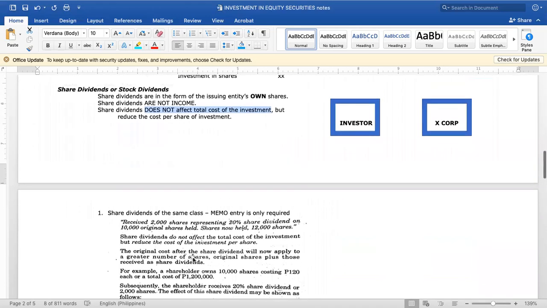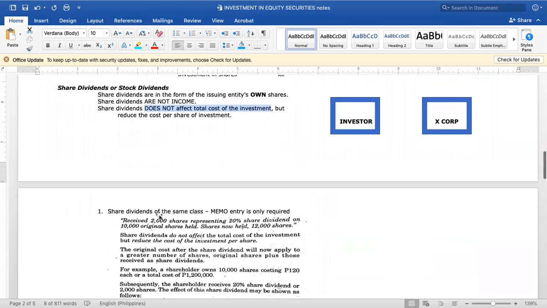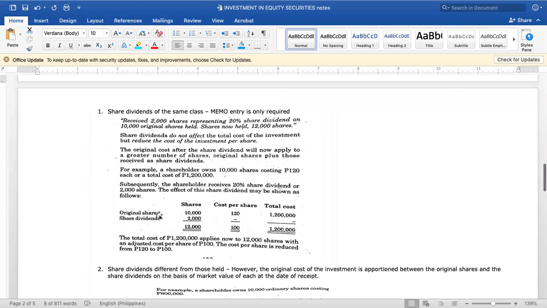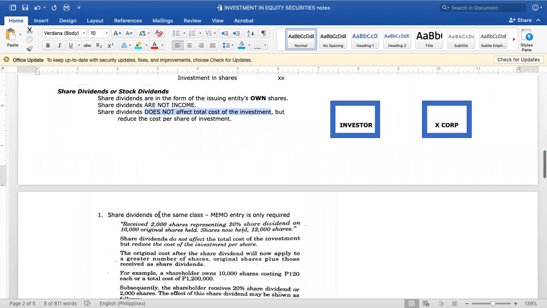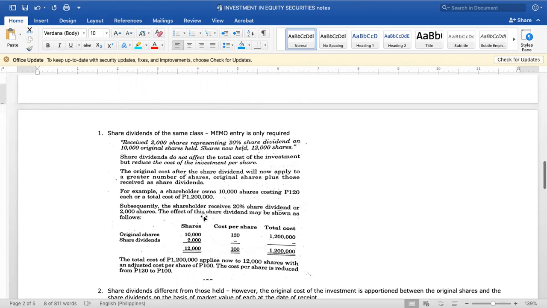Okay, so basically, share dividends, pwede siya of the same class or different class because di ba under shares, we have ordinary shares, we have preference shares. Okay, so share dividends of the same class. Same class lang ang gi-issue nga shares sa imong dividend. So that is memo entry lang atong requirement diri. Memo entry lang atong buhaton. So this is an example of a memo entry.